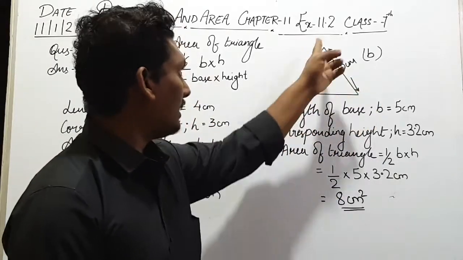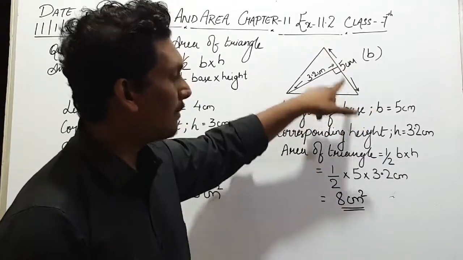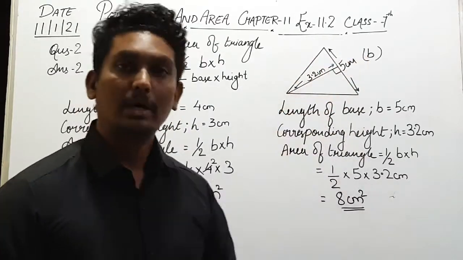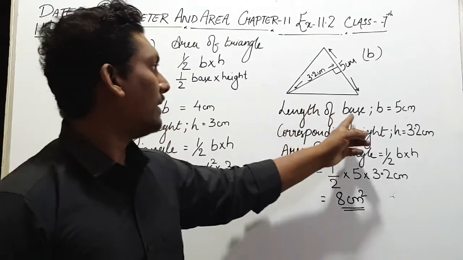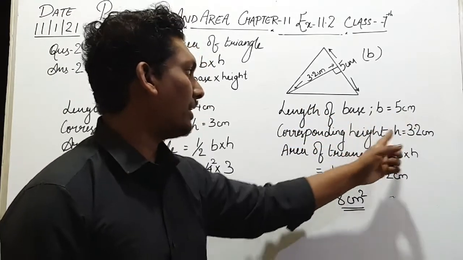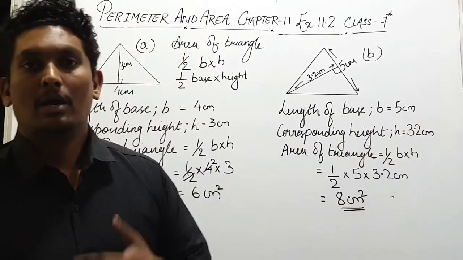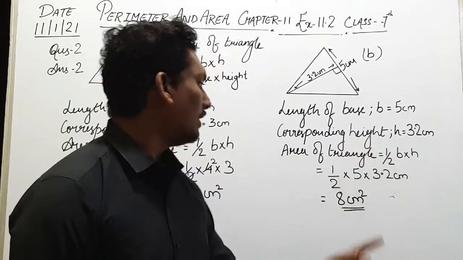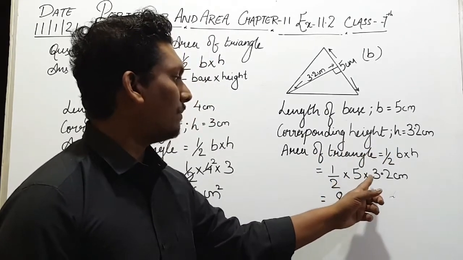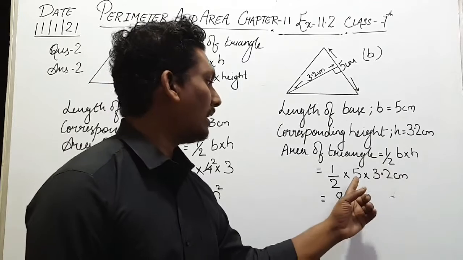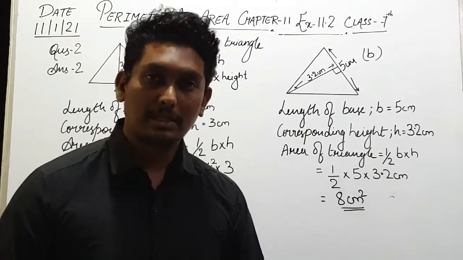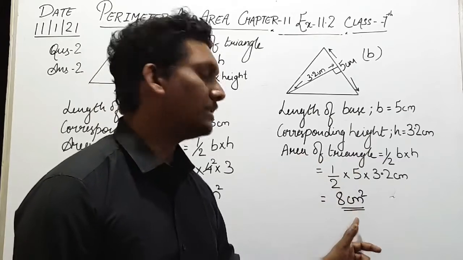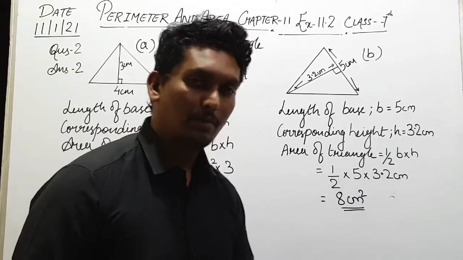So this is a triangle in which this 5 centimeter is the base and this is the corresponding height, that is 3.2 centimeter. So length of the base is given 5 centimeter, corresponding height is 3.2 centimeter. We have to find the area. Area of triangle is half base into height. So half multiplied by 5 multiplied by 3.2. When you multiply 5 into 3.2, you will get 16, and cut that 16 and 2, you will get 8 centimeters square, okay. Very easy.